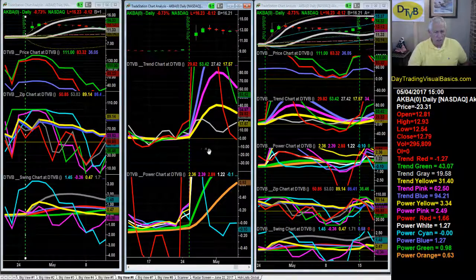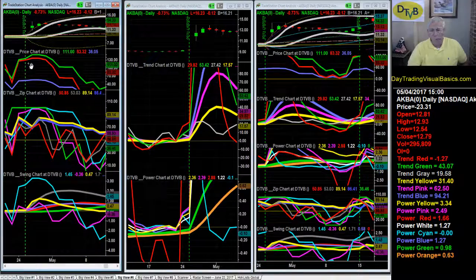There's other key factors that I want you to be aware of when you have gaps. One of them, for example, is over here in the price chart. Price green is at 136, and price red is at 130. We often see those, when we have a nice gap up, we'll often see 120 in one or both of those or more. It'll still work at 110.